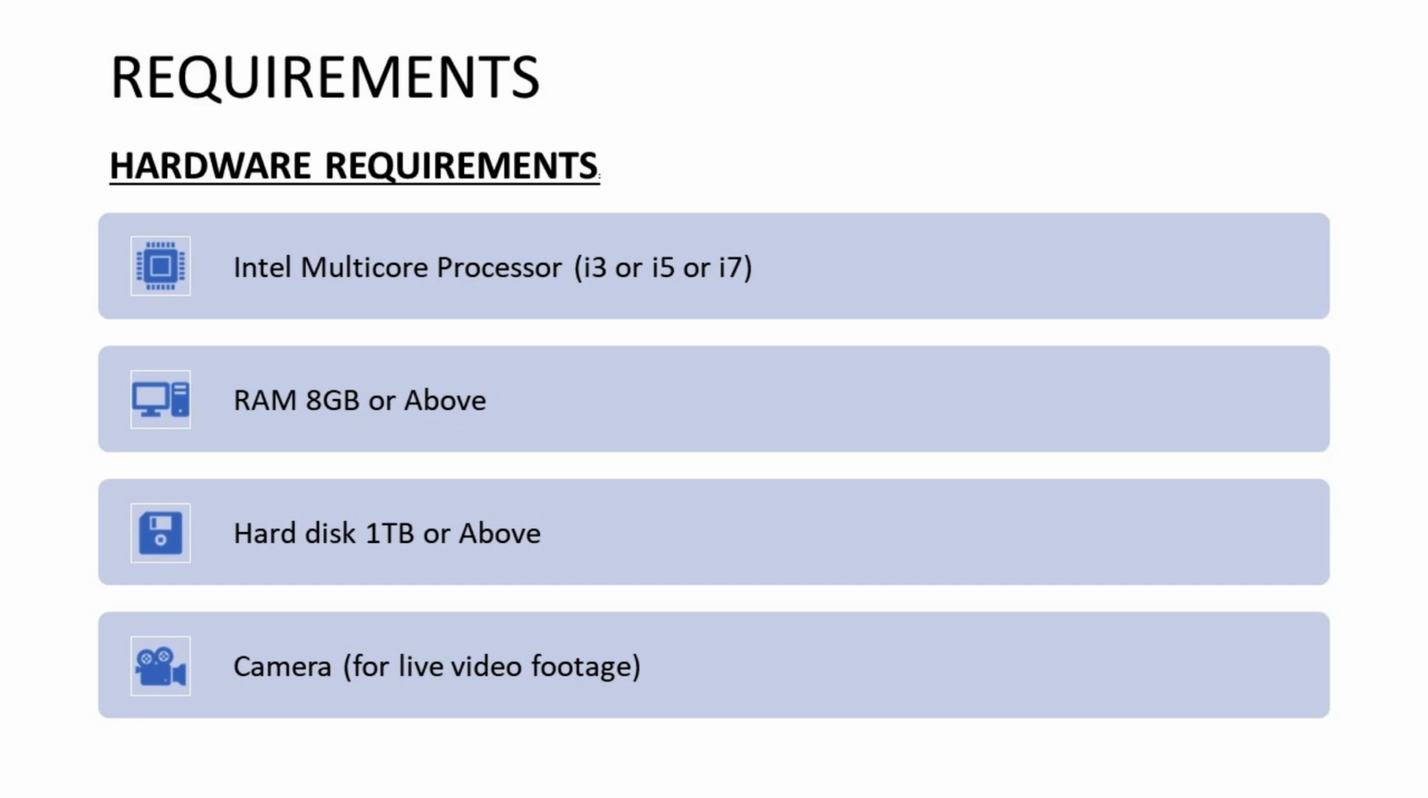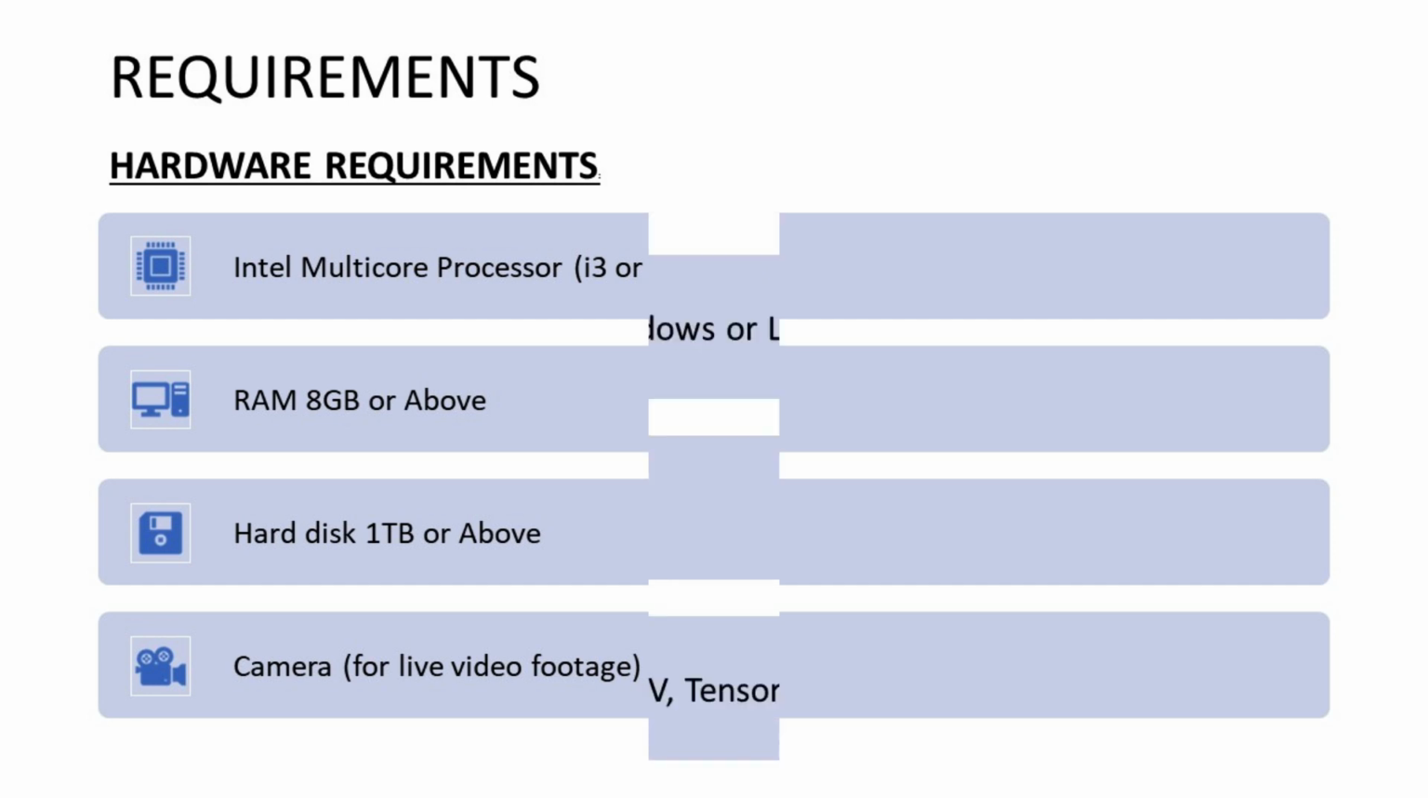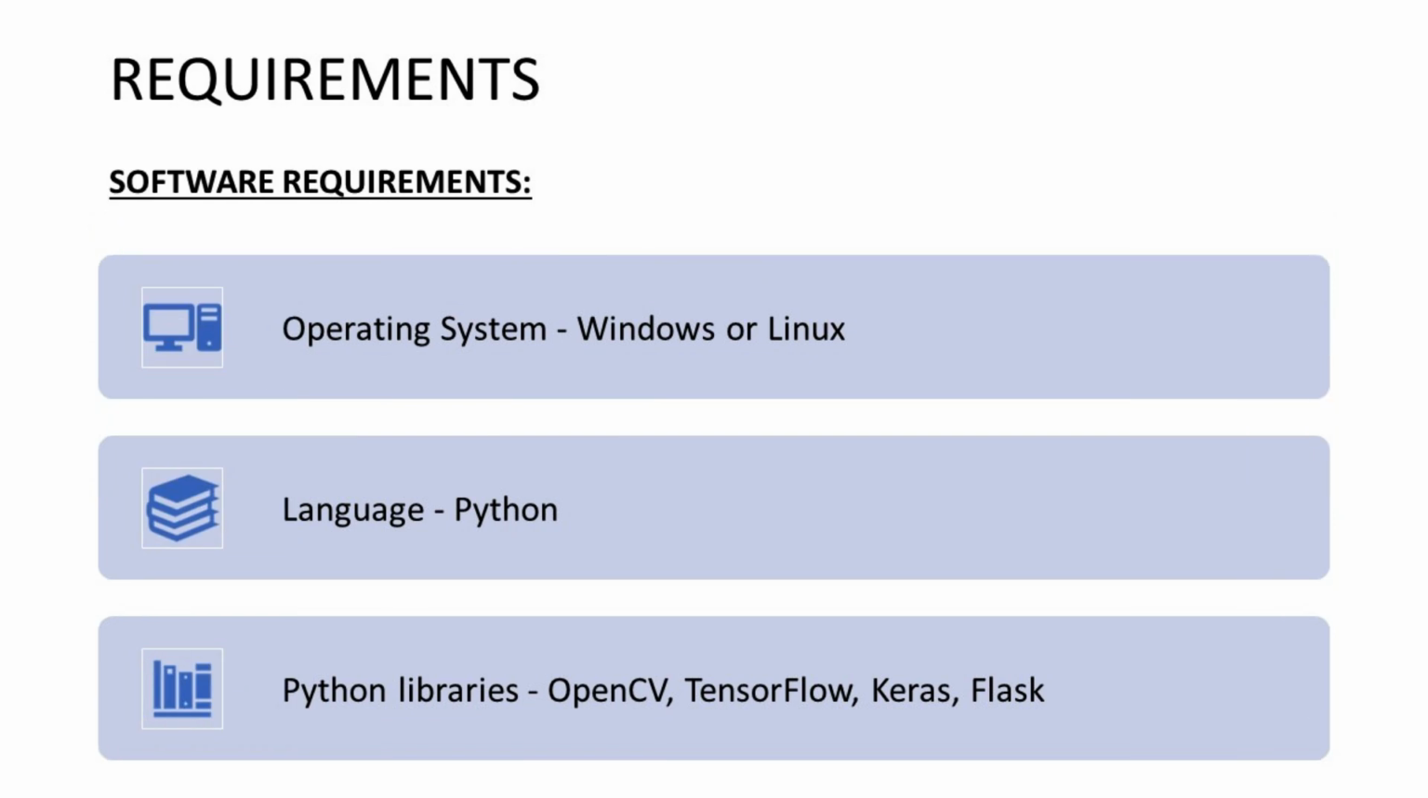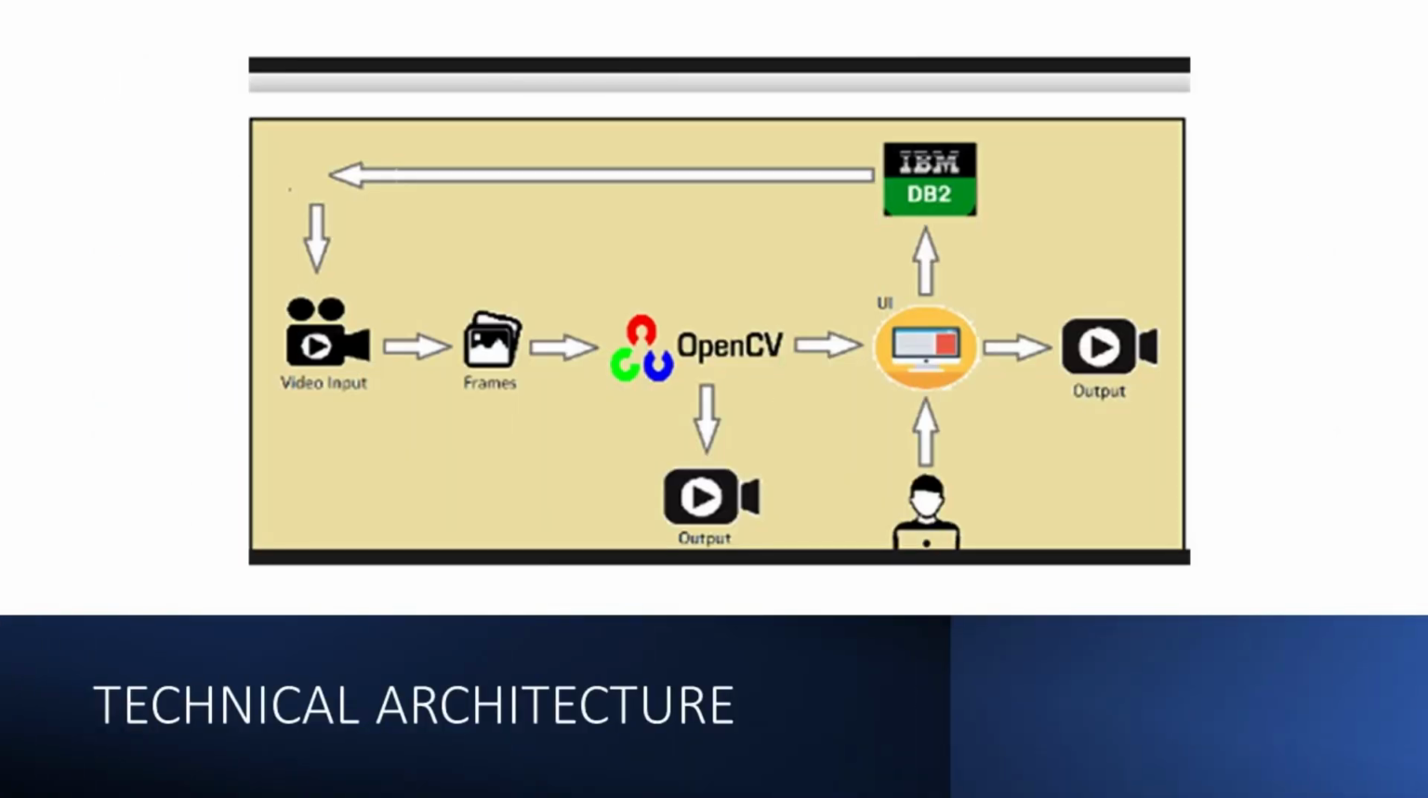The requirements we need in this project mainly are an Intel microprocessor; you can use i3, i5 or i7, whatever. The RAM is a minimum of 8 GB or more, and the hard disk needs to be 1 TB or more, and a camera for live video footage. These are the hardware requirements. The software requirements are the operating system, which can be Windows or Linux. The language you need to use is Python, and the Python libraries we can use are OpenCV, TensorFlow, Keras and Flask.